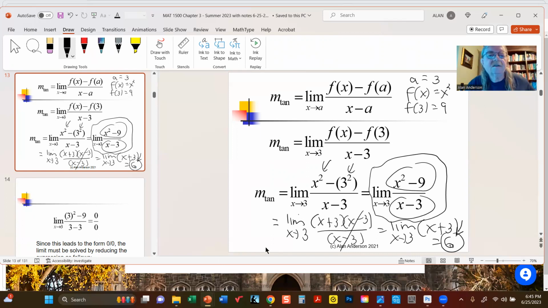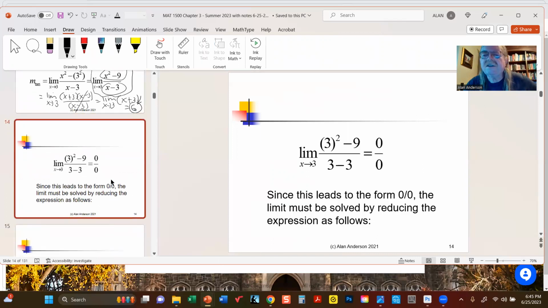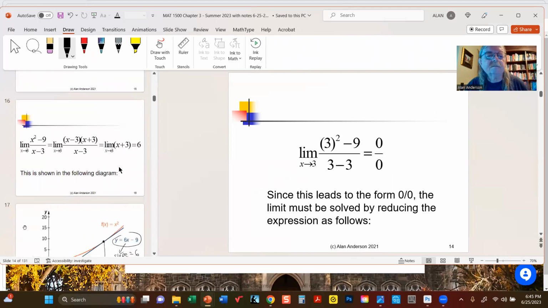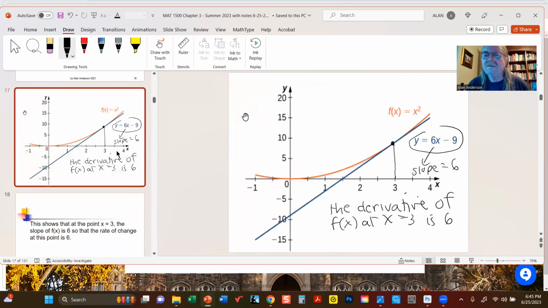Okay, and so 6, and yes, on the next slide, it reminds us that this is the form 0 over 0, which means that we can possibly algebraically manipulate that function so that we can find another expression that will give us the correct limit. And that's what we did. So anyway, the long and short of it is that for f of x equals x squared, when x equals 3, the slope of this tangent line is 6. Okay, so that means that the derivative of f of x at x equals 3 is 6.